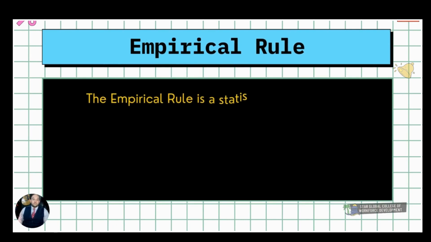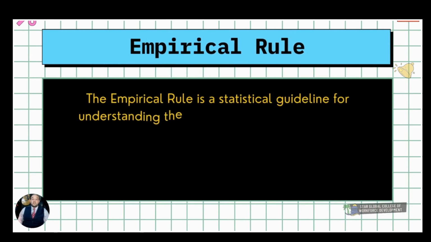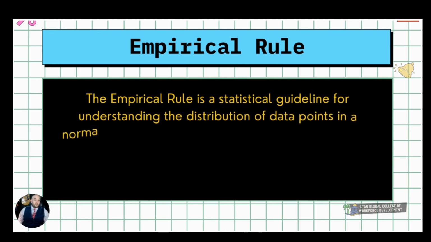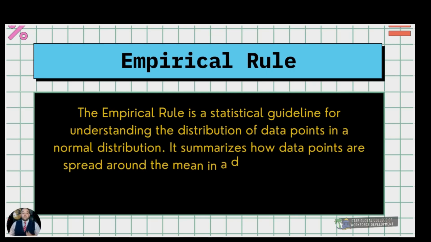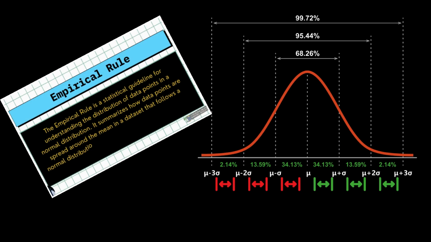The empirical rule is a statistical guide for understanding the distribution of data points in a normal distribution. It summarizes how data is spread around the mean in a data set. Now, 68% of the data is going to fall within one standard deviation. 95% of the data is going to fall within two standard deviations. And 99.7% is going to fall within three standard deviations. This almost encompasses all of the observations in the normal distribution.